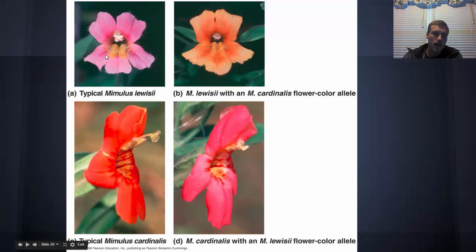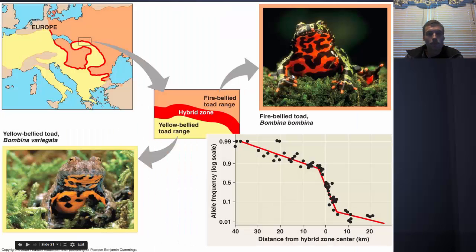So you've got your typical, I'm not going to be able to pronounce this properly, so I'm just going to say the L plants, and then the typical C plants, and these are different species. But you can see that they are able to have hybrids where they will actually breed and not change the shape of the flowers. However, the colors of the flowers will change. So kind of interesting stuff there. Again, this kind of shows you what's going on in terms of hybrids.